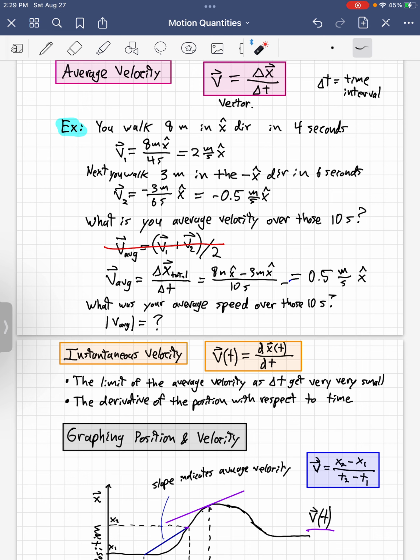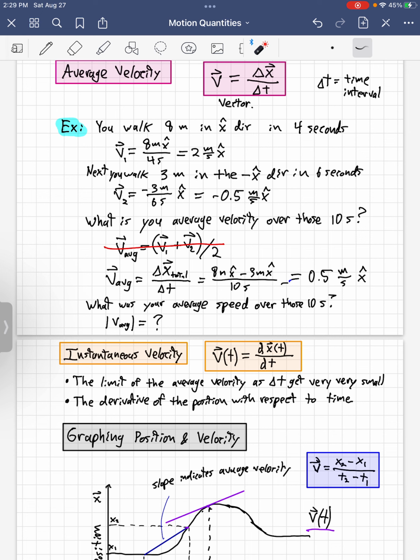Okay, but a slightly different question again would be, what is your average speed over those 10 seconds? Because we asked, what is your average velocity? We could also ask, what is your average speed? And you might say, okay, obviously it's the same. It's 0.5 meters per second. But is that right? Think about it.